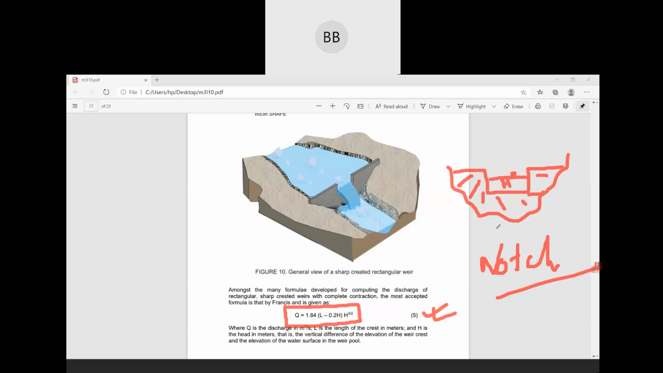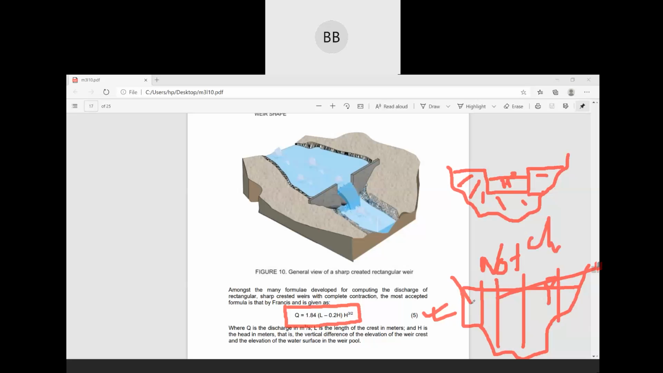Before constructing a weir it is very difficult to find out the discharge. If this is the level of water, you have to measure the depth of flow for each section. Then you have to find out the area by considering this is a straight line, so you are not getting the appropriate value.